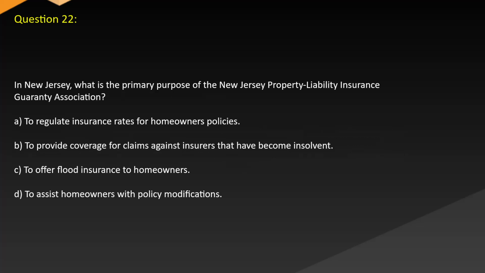Question 22. In New Jersey, what is the primary purpose of the New Jersey Property Liability Insurance Guarantee Association? A. To regulate insurance rates for homeowners' policies. B. To provide coverage for claims against insurers that have become insolvent. C. To offer flood insurance to homeowners. D. To assist homeowners with policy modifications.